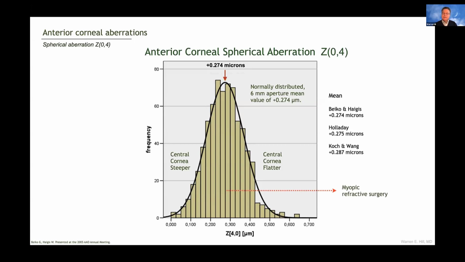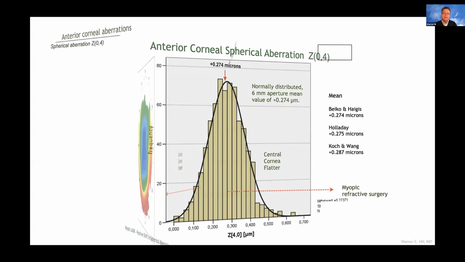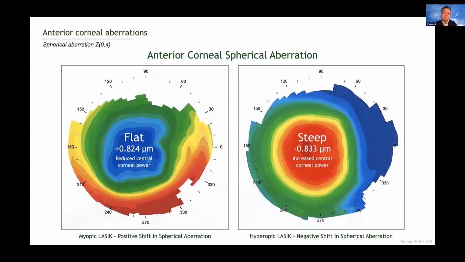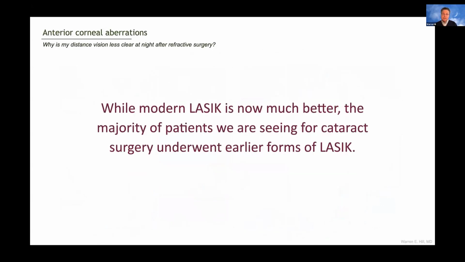Here, myopic LASIK will give us more spherical aberration because it makes the center of the cornea flatter. Hyperopic LASIK gives us less spherical aberration, sometimes going into the minus range, because the center of the cornea is steeper. So these are all familiar axial curvature maps for us: a flat central cornea from prior myopic LASIK, a steep central cornea from hyperopic LASIK. Now, modern LASIK, especially with things like the Alcon Contura, is much, much better.